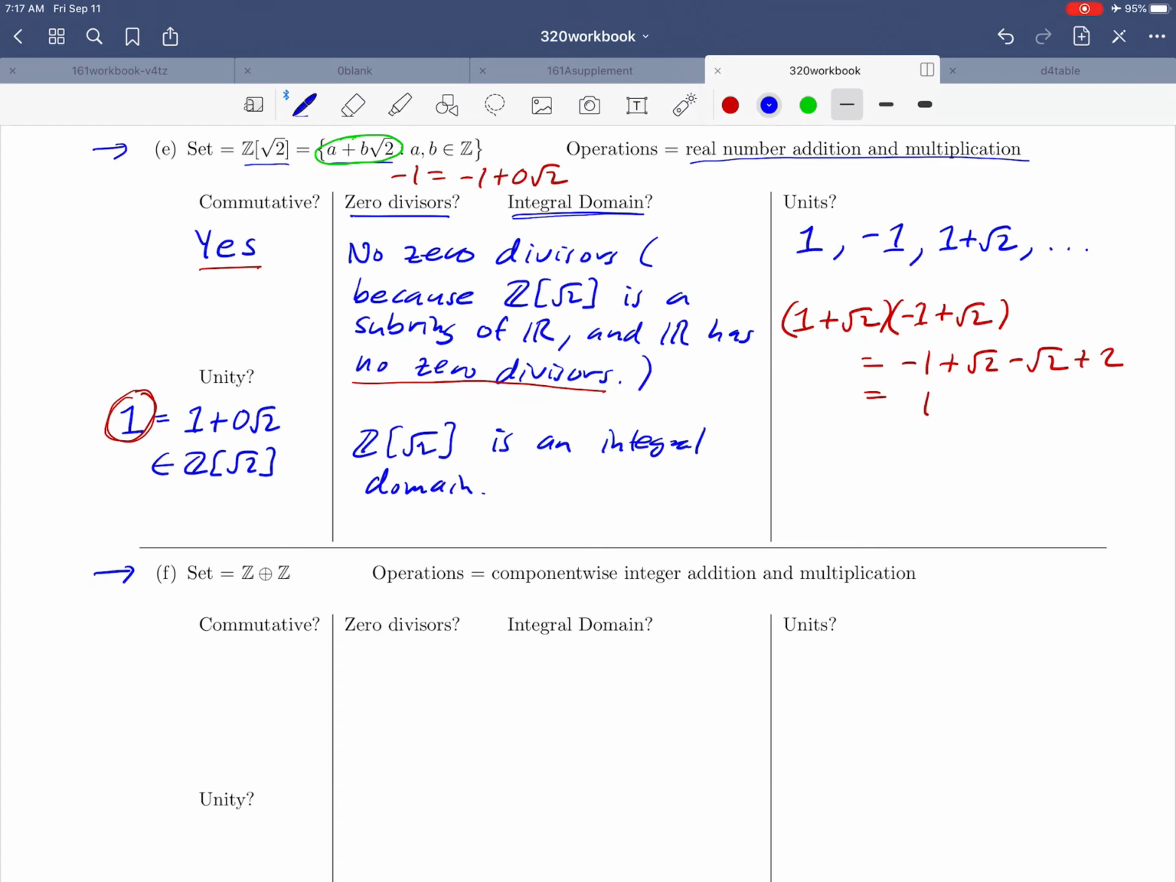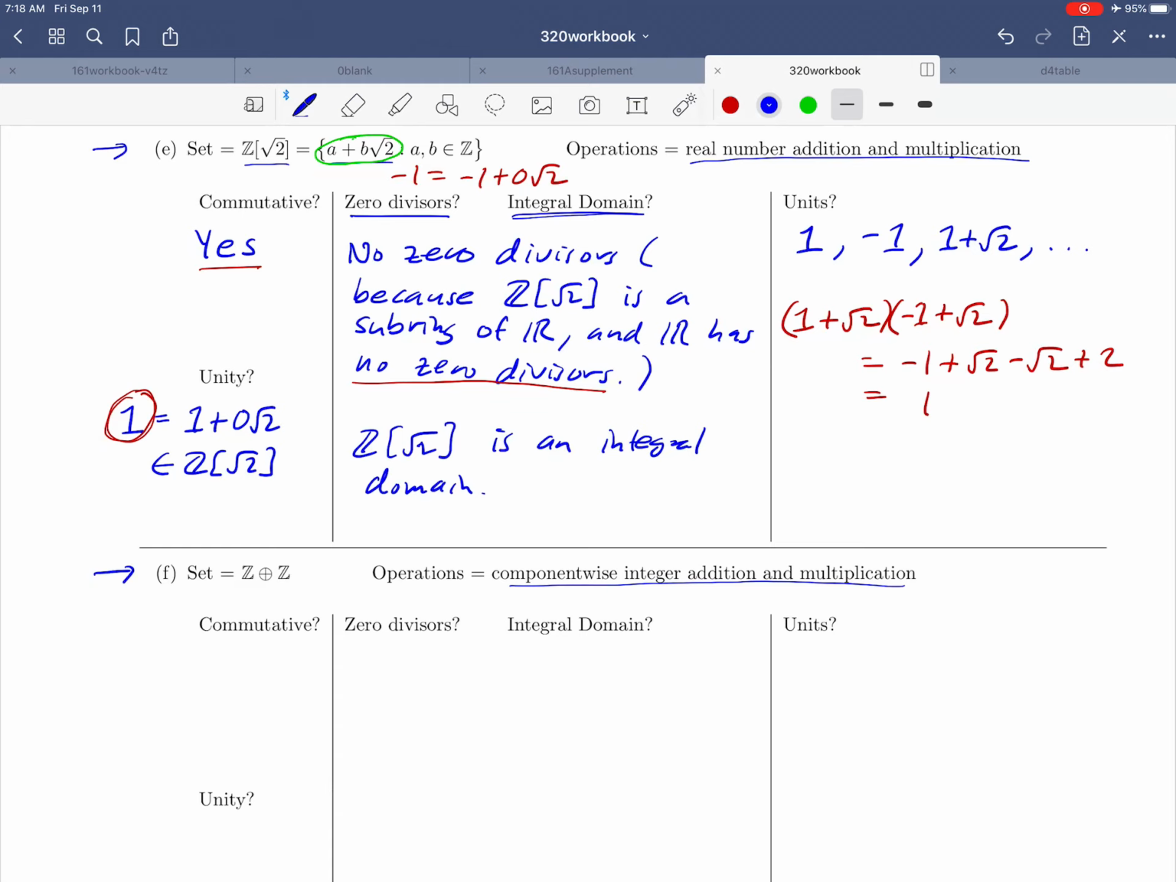Okay, so this time we're talking about the direct sum of, or actually I think our book uses the term direct product, sorry. So Z plus Z. So remember that, again, that's the ring of ordered pairs where the elements in each coordinate are integers. Okay, and our operations are going to be component-wise integer addition and multiplication. We're going to see if we can answer all of these questions.